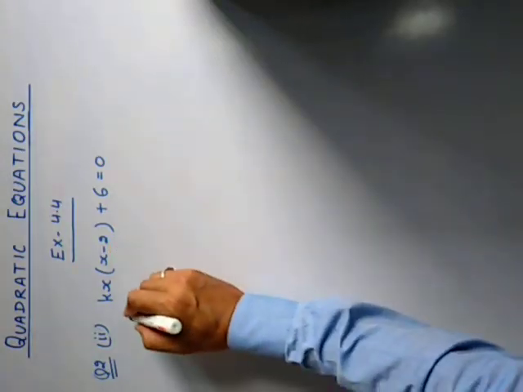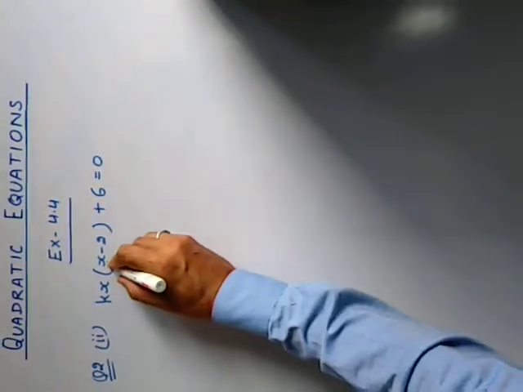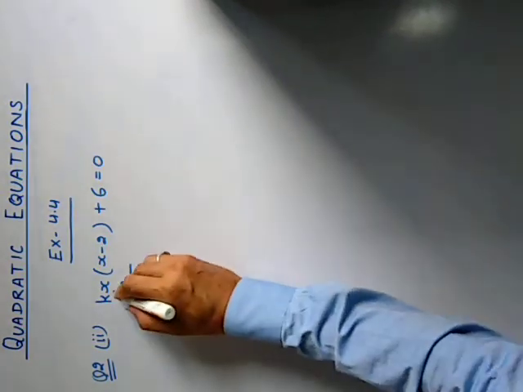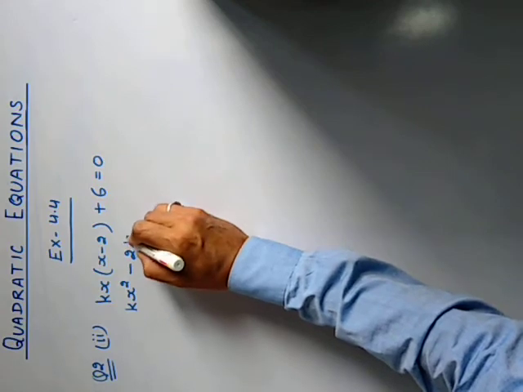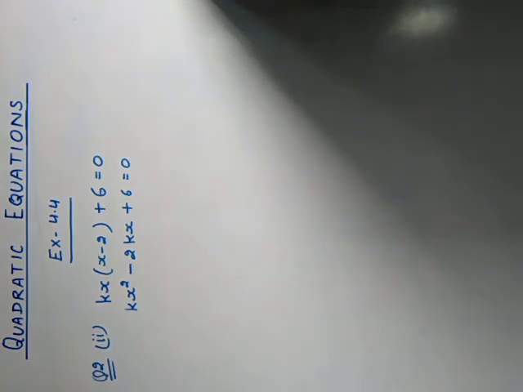Second question, find the values of k for each of the following quadratic equations so that they have two equal roots. So in this question, it is given that they have equal roots. Open the bracket. First we have to convert the given question into standard form. So kx into x is kx square minus kx into 2 is twice kx plus 6 equals to 0.